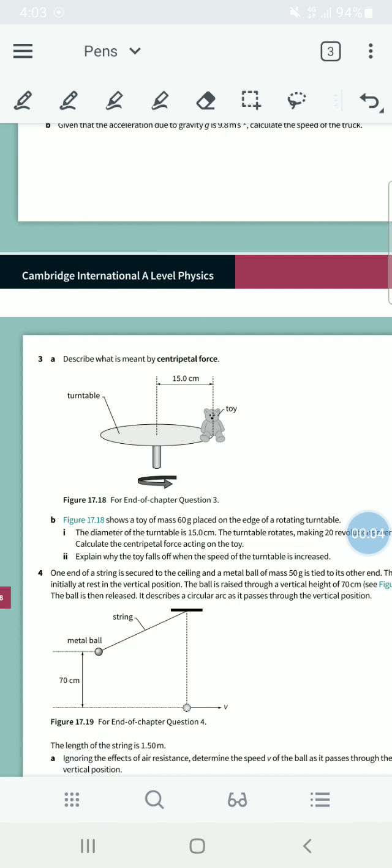Physics, chapter 17, end of chapter questions, question number 3. Part A, describe what is meant by centripetal force. So this is the definition of centripetal force.